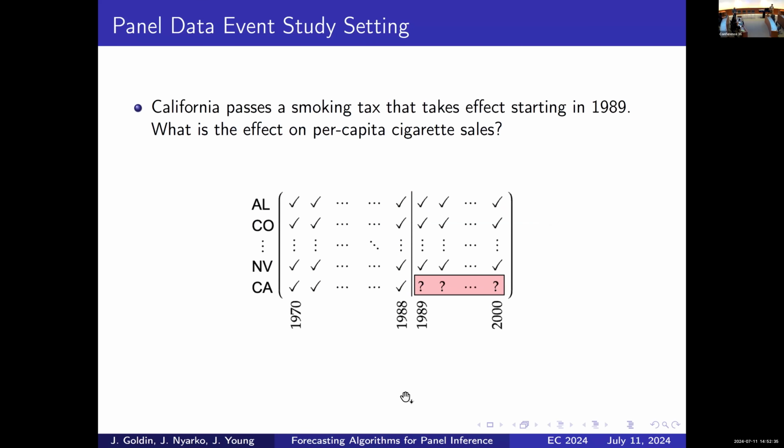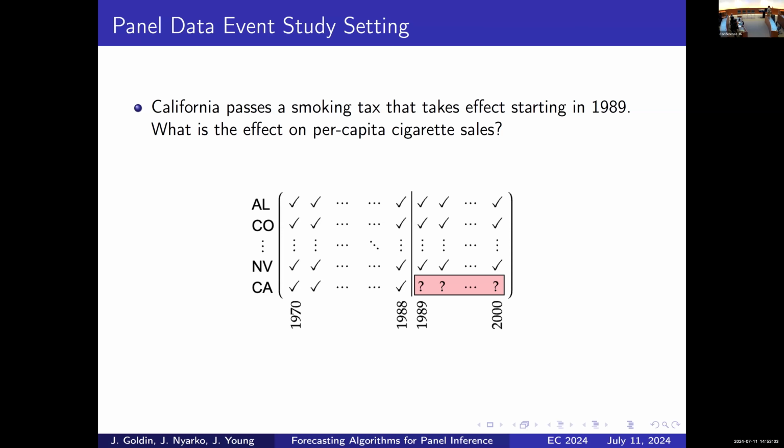Okay, fantastic. So I'm sure we are all familiar with causal inference, but we might be coming at it from different places. So let's unify the perspective here to set the scene. This might be an example that's familiar to a bunch of you here. Let's say California passes a smoking tax that takes effect starting in 1989. And we're curious, what is the effect of this per capita cigarette sales tax on California?